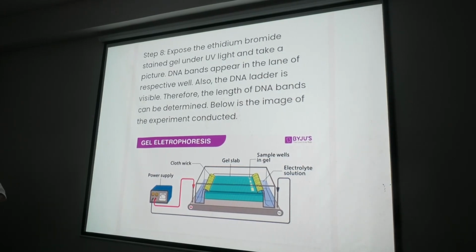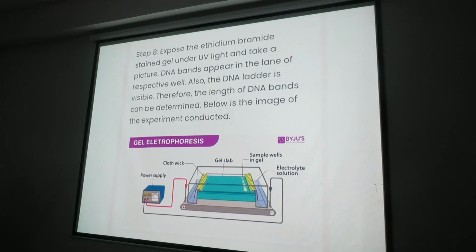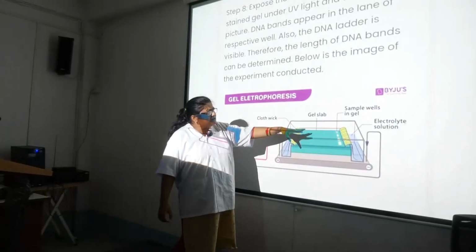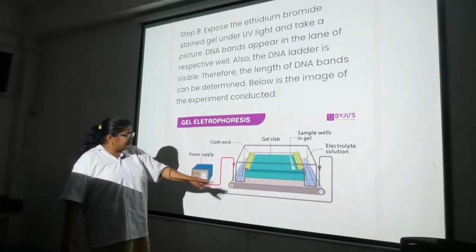DNA bands appear in the lane of the respective wells. Also, the DNA ladder is visible, and therefore the length of DNA bands can be determined. Below is the image of the experiment. Okay, and this is the same power supply and the gel casting, sample wells, and electrolyte solution.